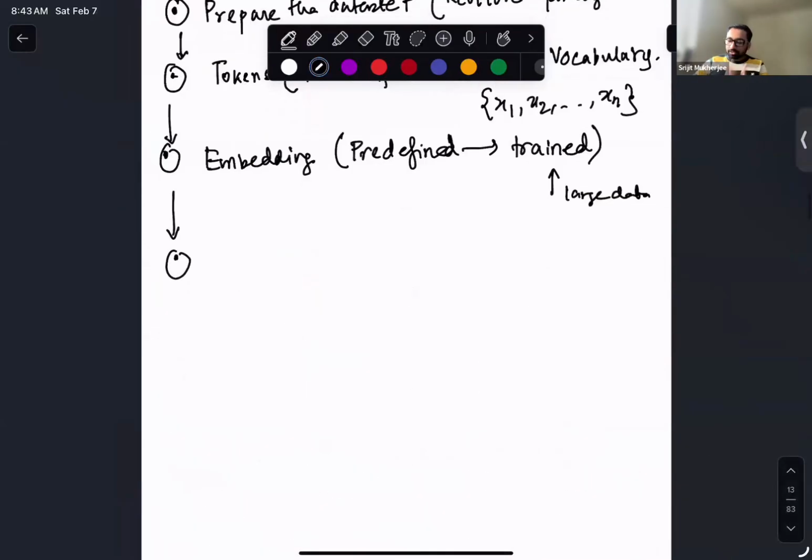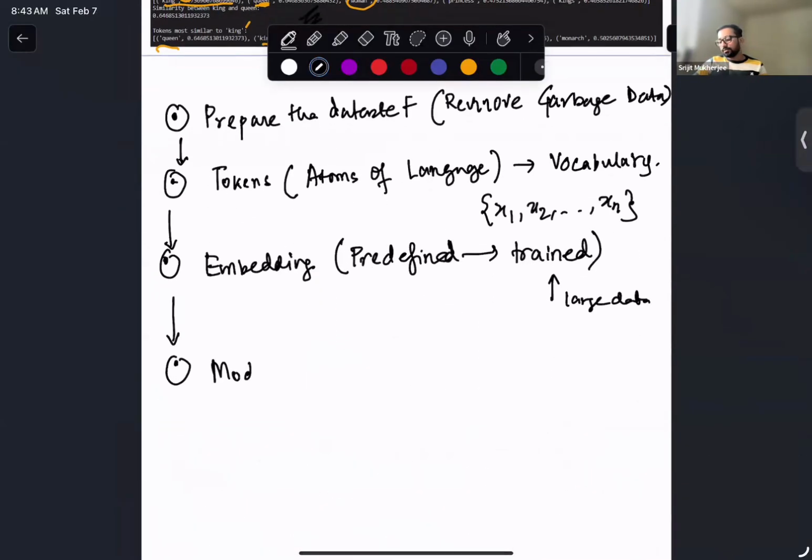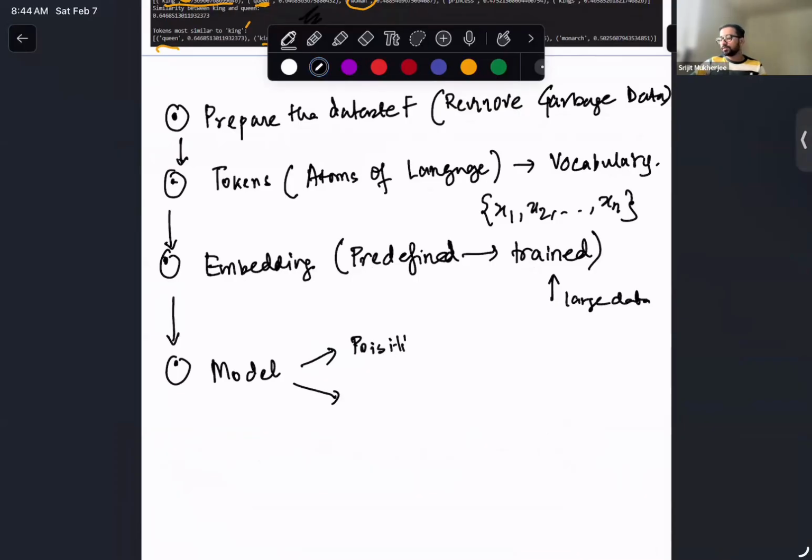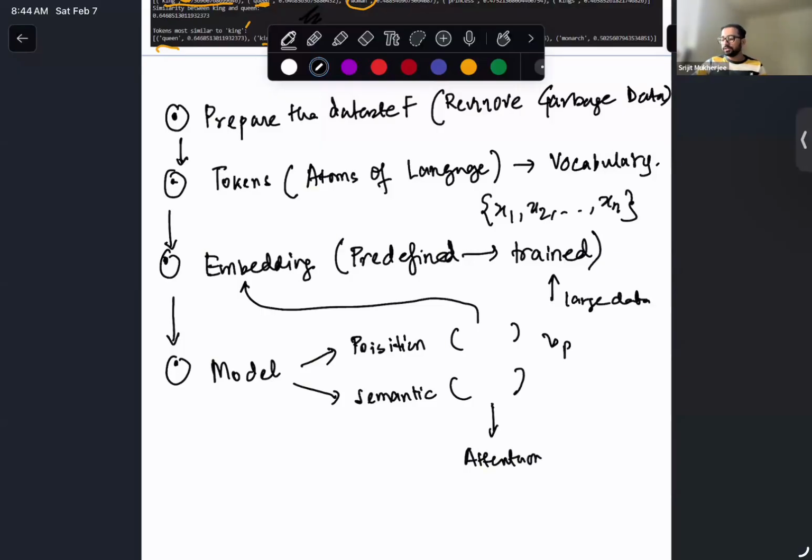And then you model. And the modeling should contain both the position and semantics. And you will see how each of them is taken care of. The position is actually embedded in the embedding, and the semantics is learned. This is where the attention comes, and this is where the positional encoding comes.